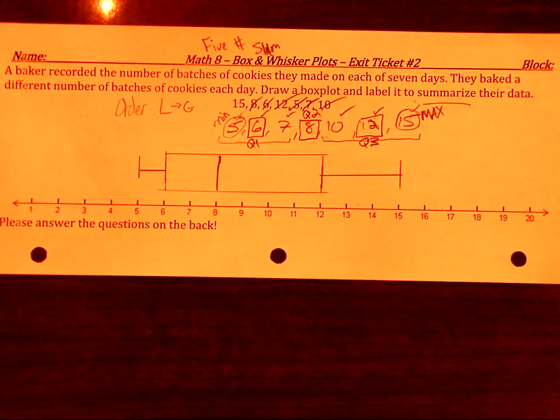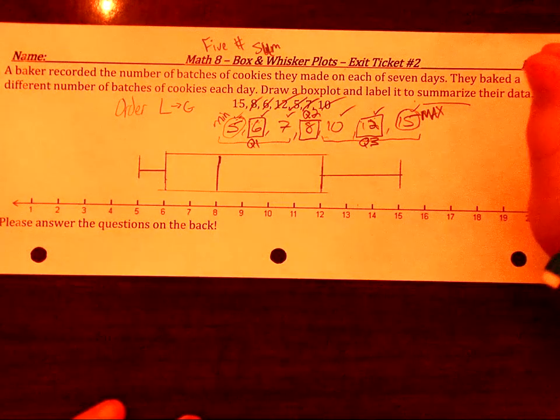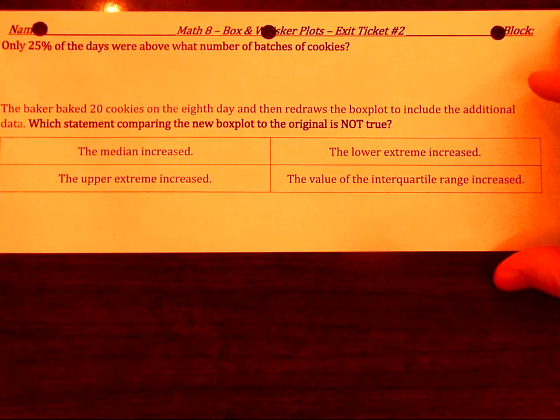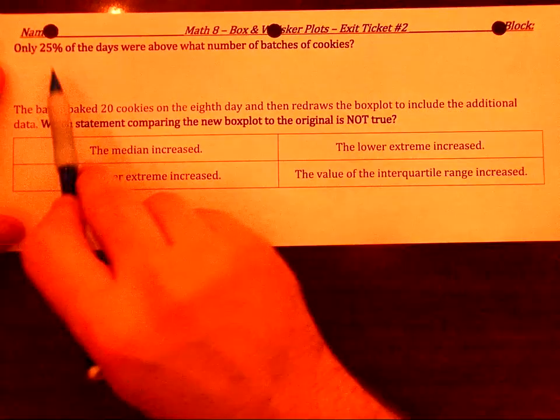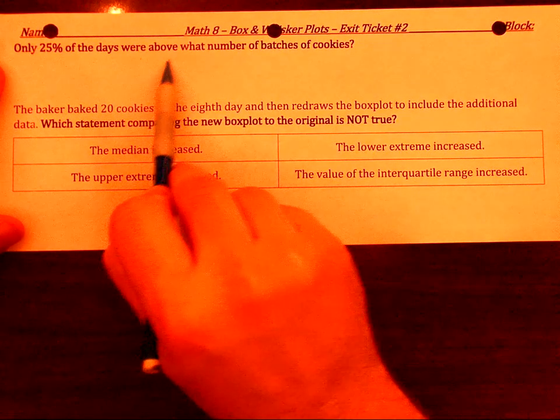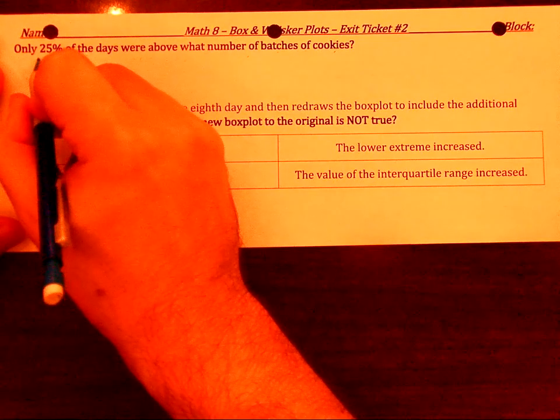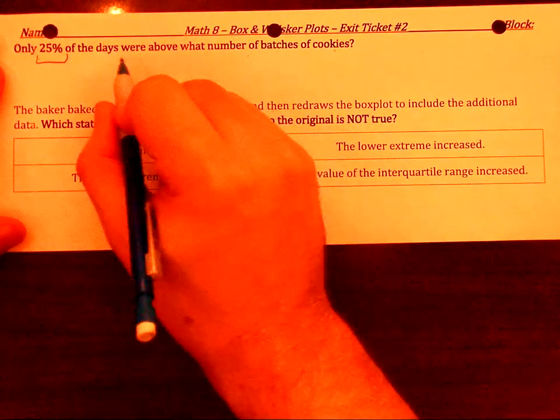We're done with that box plot. And it says, please answer questions on the back. So if you flip to the back, it reads this. It says, all right, only 25% of the days were above what number of batches of cookies. So I'm looking for 25% above.